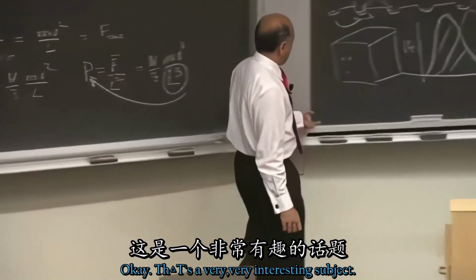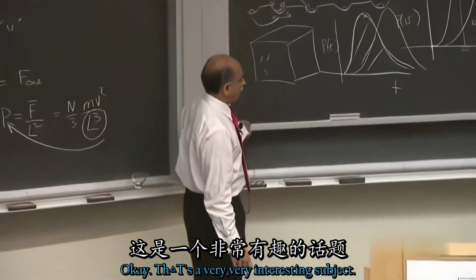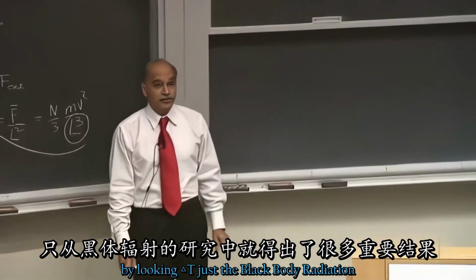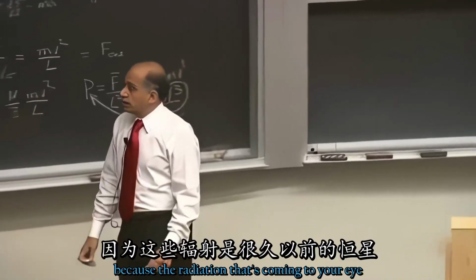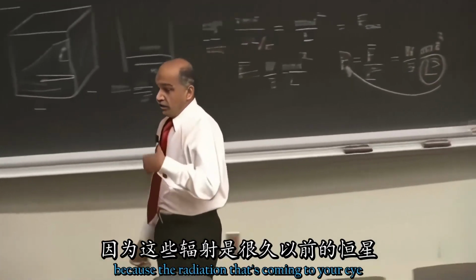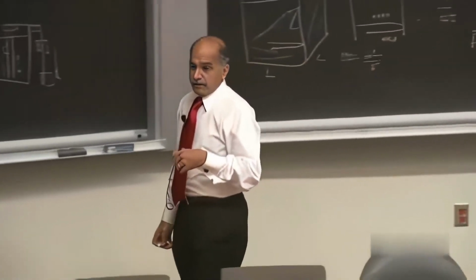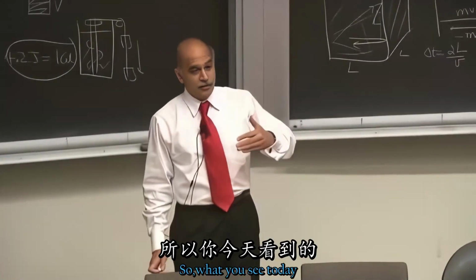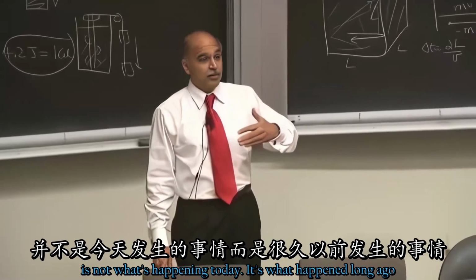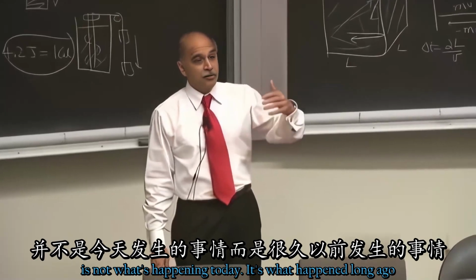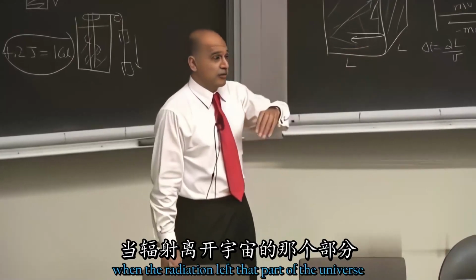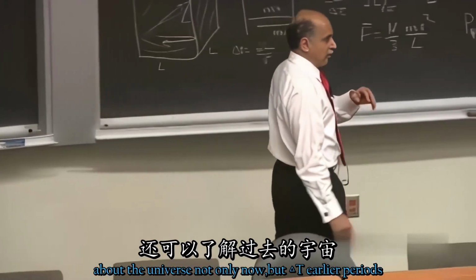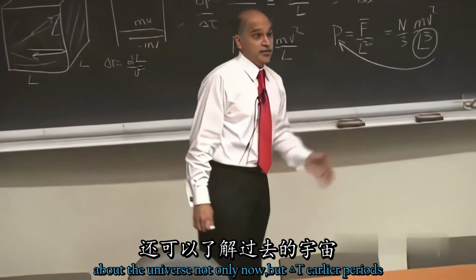Okay. That's a very, very interesting subject now. A lot of new physics is coming out by looking at just that black body radiation. Because the radiation that's coming to your eye left those stars long ago. So what you see today is not what's happening today. It's what happened long ago when the radiation left that part of the universe. Therefore, we can actually tell something about the universe not only now, but at earlier periods.